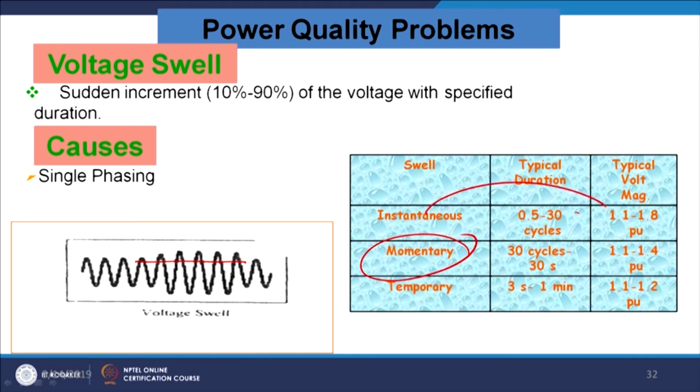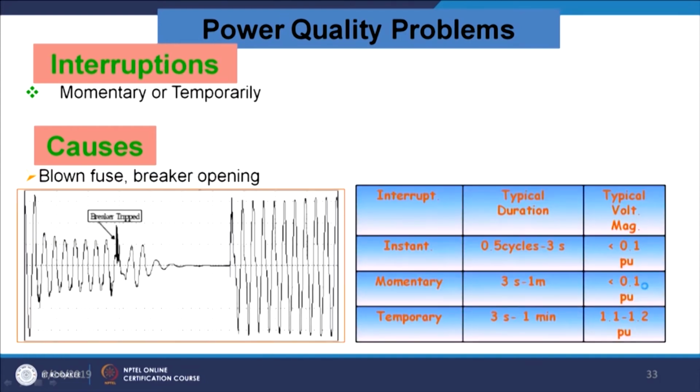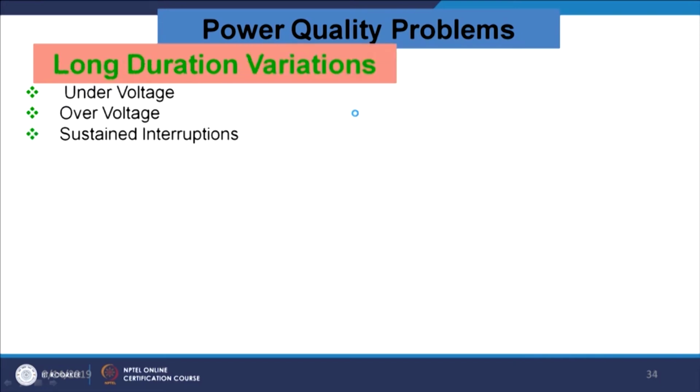Please see that if it is instantaneous, the value is allowed to be more. If it is temporary, the value is restricted to 10% to 20%. Interruptions can be the same thing. This is the interruption, where you have a total loss of power, and the duration can be instantaneous, 0.5 cycles, and it can be momentary, for 3 seconds to 1 minute. If it is 3 seconds to 1 minute, it is temporary, where the typical value of the voltage will be like this. It may be due to a blown fuse or circuit breaker operation.